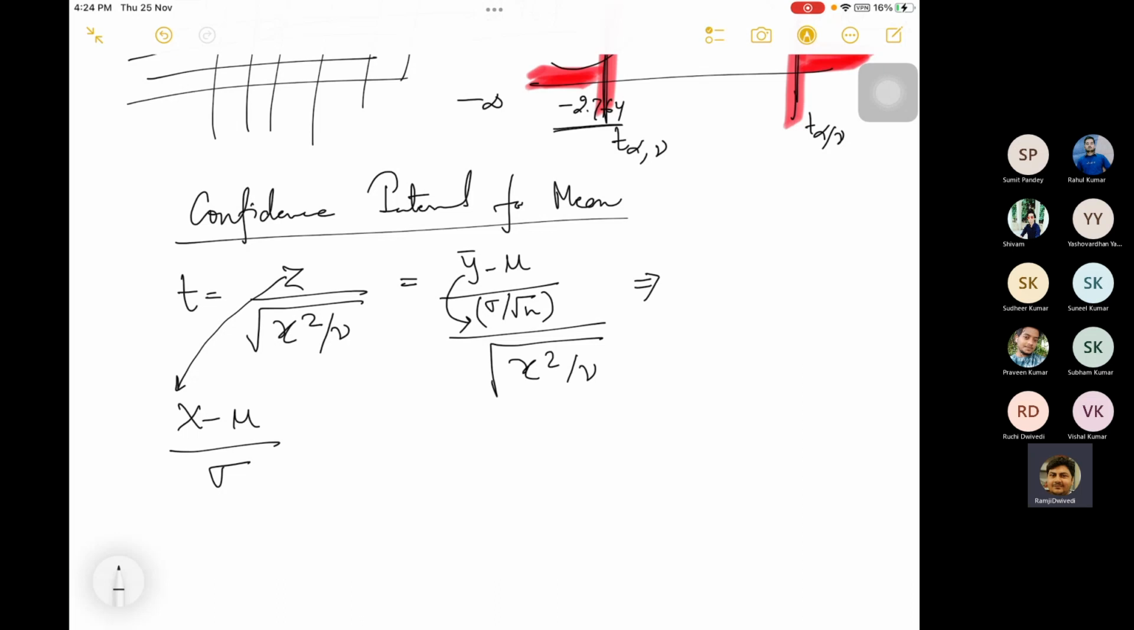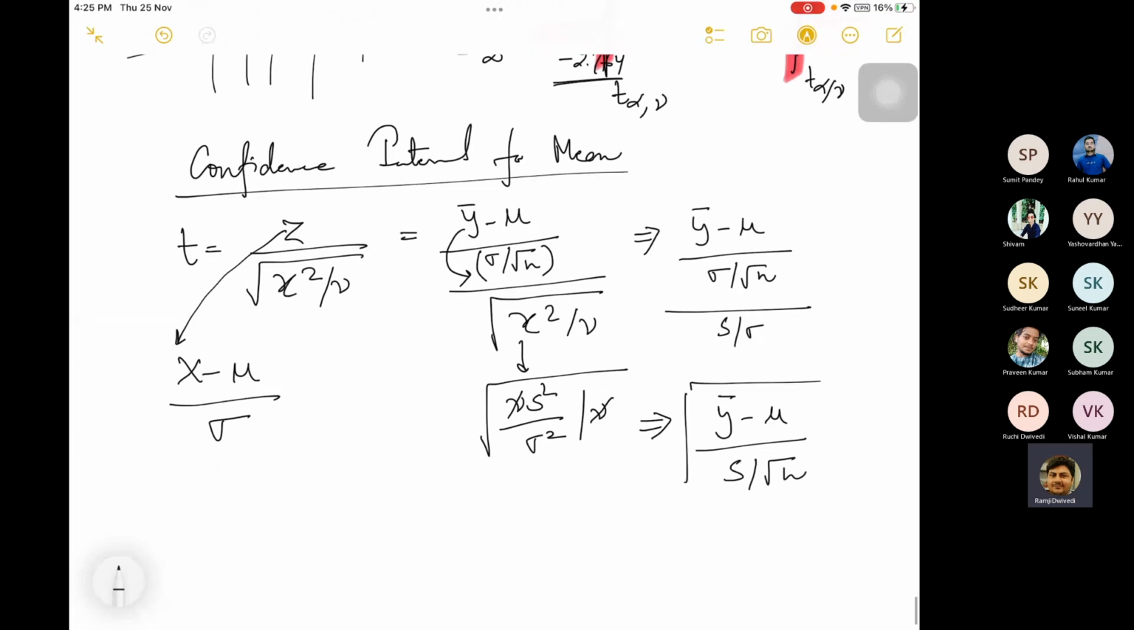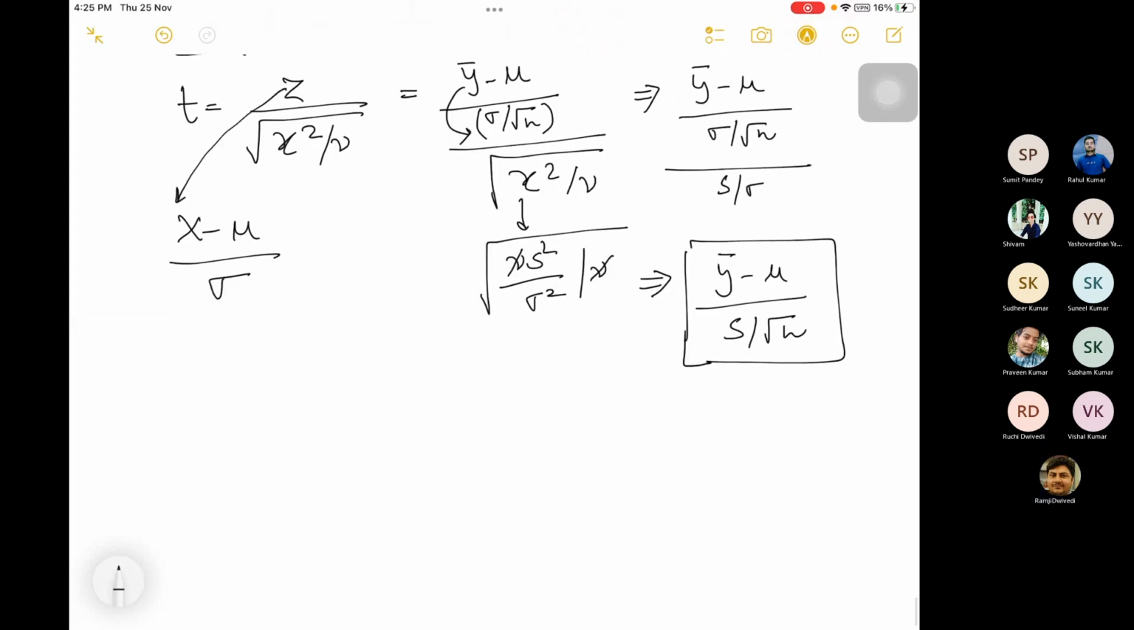Sigma of y bar means the standard deviation of the mean is sigma by root n. So y bar minus mu upon sigma by root n, divided by, when you open this, what is written? S squared upon sigma squared divided by mu. S by sigma. When you open it, it will go as a square root. So this would be the final expression after opening.